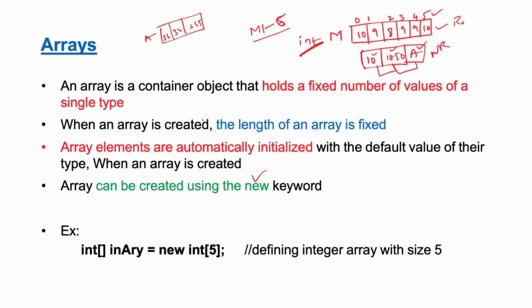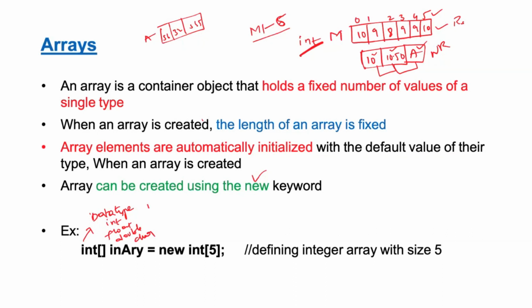The syntax for creating an array: first, you need to specify the data type. Which type of array do you want to create? Whether you want to create an integer array, a floating point array, a double array or a character array. Which data type are you using here? That is the first step. The data type should be specified here.